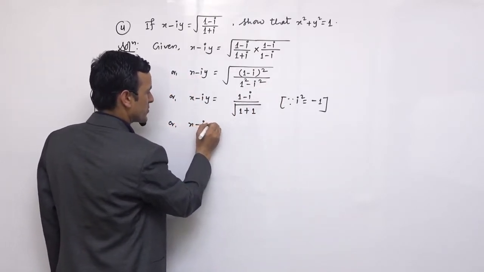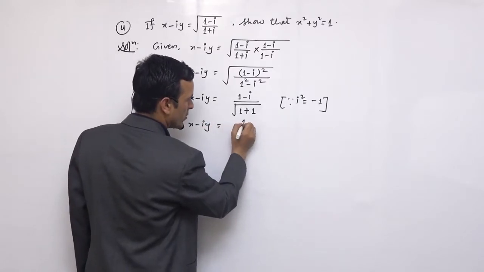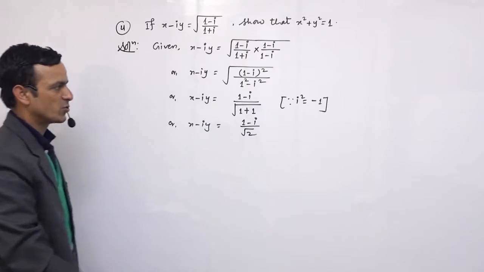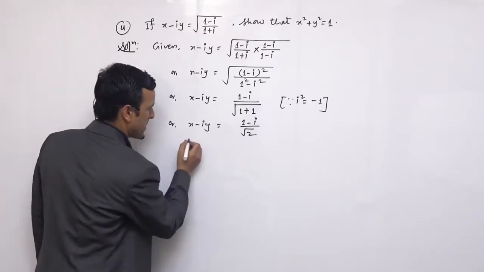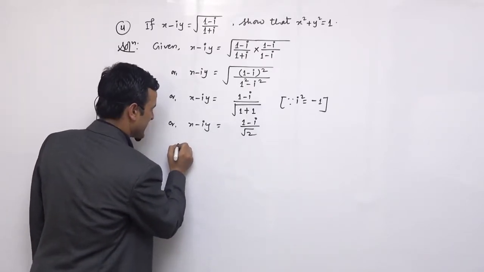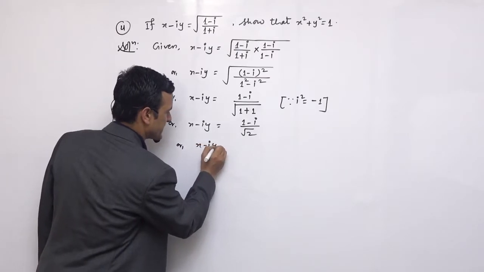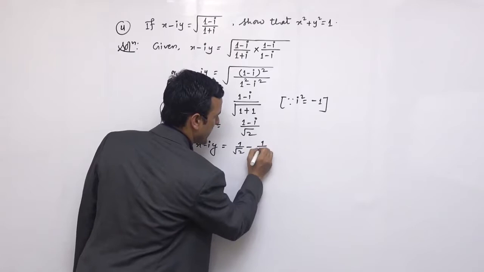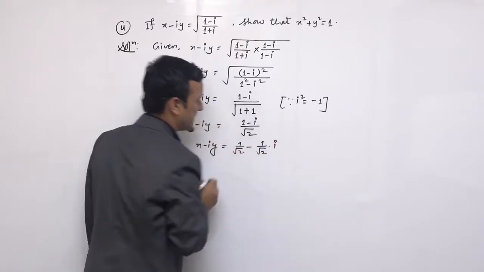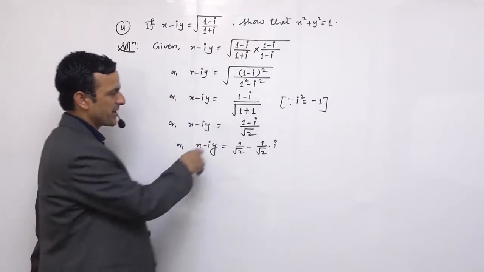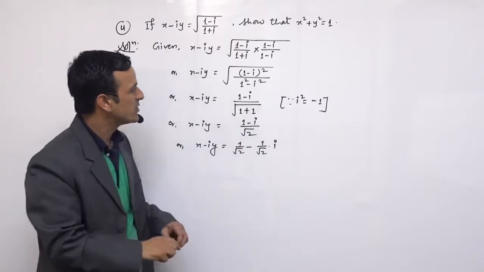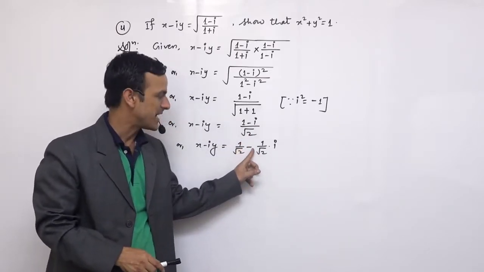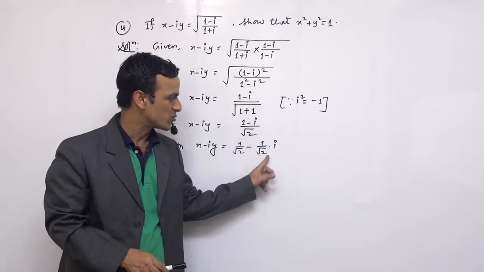Then x minus iy is equal to 1 minus i divided by root 2. This is root 2. And now we can separate it like this. x minus iy is equal to 1 by root 2 minus 1 by root 2 into i. If we separate this fraction, then it will be 1 upon root 2 minus 1 upon root 2 into i.